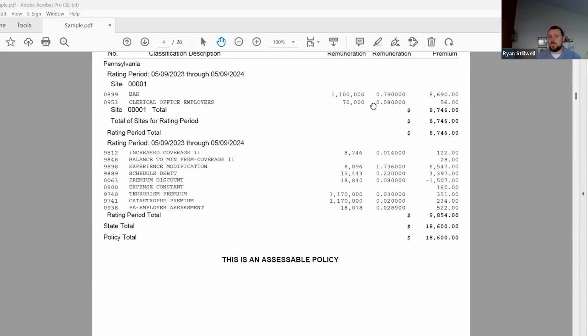So effectively it's a percent, right? You take this times 0.79%, and you're going to get this calculation of 8,690, right? And that's your base premium, right? You multiply the payroll by the respective class code, you get your base premium for that class code, you add those together, and that is your base premium for the policy.